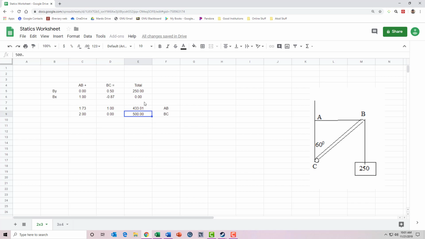The only thing that the spreadsheets don't tell you is who's in tension and who's in compression. You still have to do that part first, so that when you get the numeric answer, you combine it with what you knew about who's in tension and who's in compression, and then you have the complete answer.